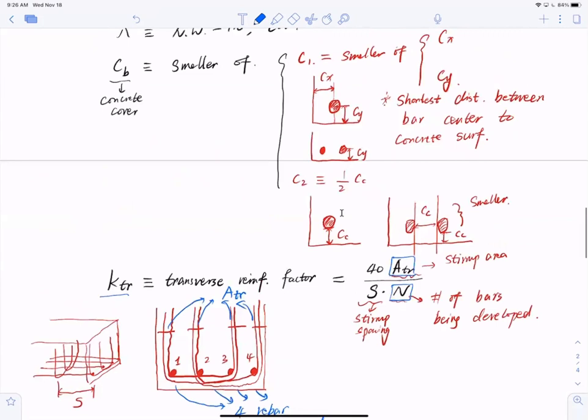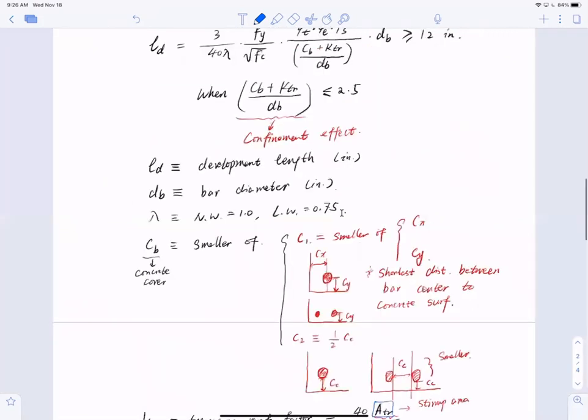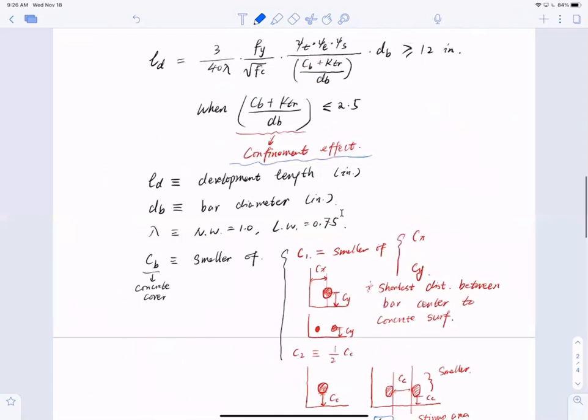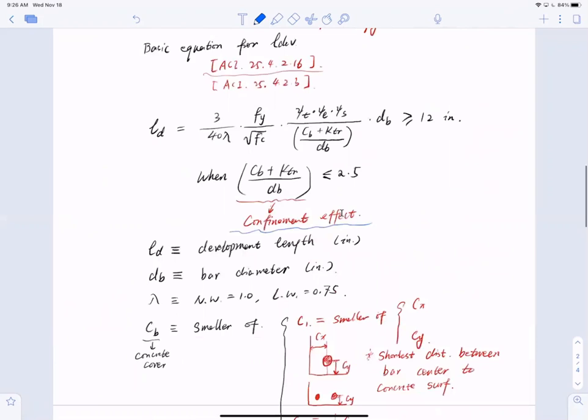All right, so now I have explained the parameters regarding the confining effect. And you know lambda, Fy, square root of f'c, and you know d_b. The only thing that we haven't talked about is what is this factor here? Phi t, phi e, phi s. Let me just quickly put a note here so you can see immediately. So phi t is about bar location. Phi e is about coating. And phi s is about the bar size. All right, let me explain.